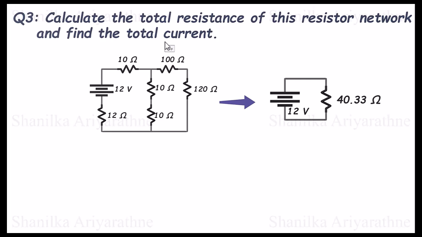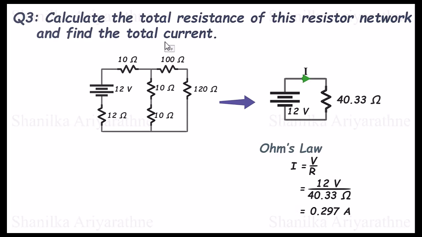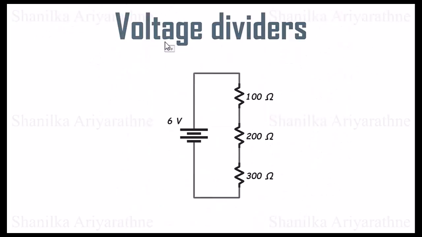Calculating the current is easy now. Just use the Ohm's law. The total current is 0.297 amperes. Now let's move on to our final topic of this video: voltage dividers. Take a circuit like this.